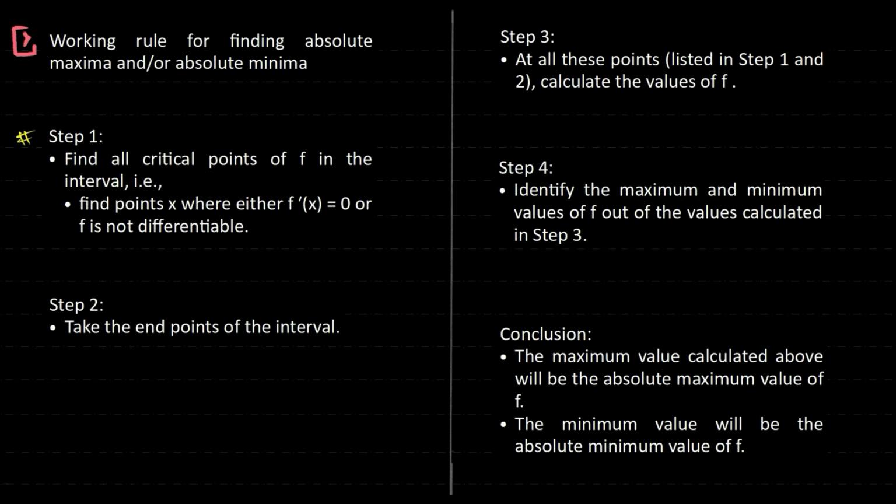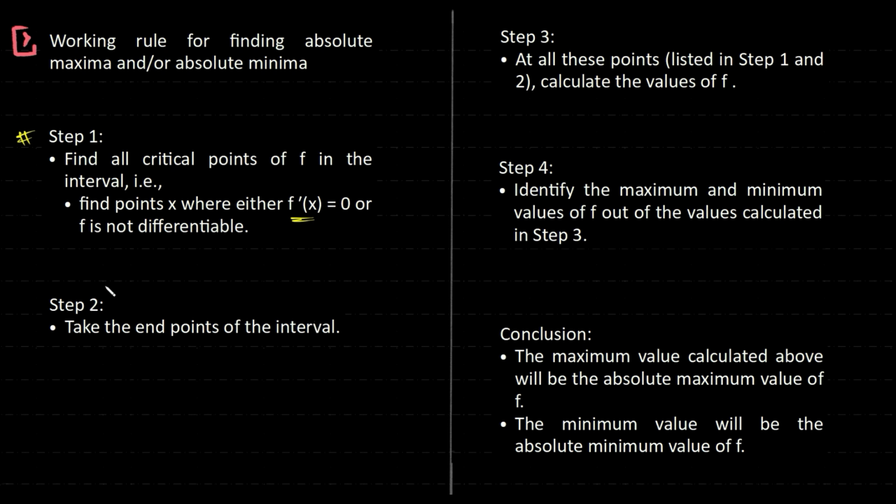We have seen the idea of absolute maxima and absolute minima, but we have not seen how we're going to find them. It's very simple. First step is to find all the critical points of f in the interval. That is by finding f prime of x or finding points wherein f is not differentiable. Next, step 2 is to take the endpoints of the interval.